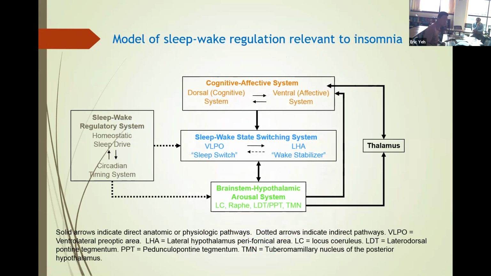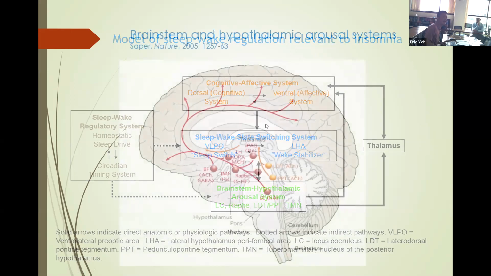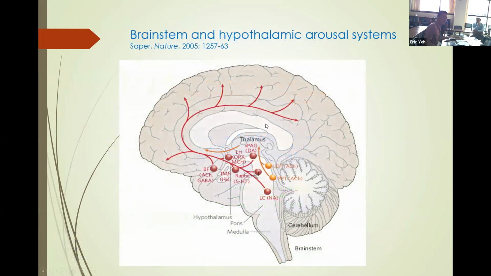Leave that for the neurologist, right? What you need to know: TMN, tuberomammillary nucleus of the posterior hypothalamus. But as sleep docs, we do need to know some about this. So again, I wanted to show these ones coming from all these different nuclei to help keep you awake.